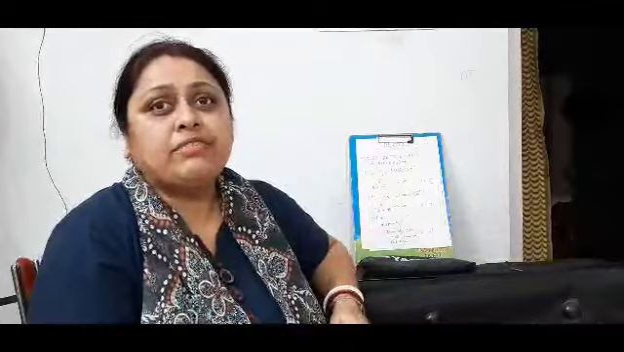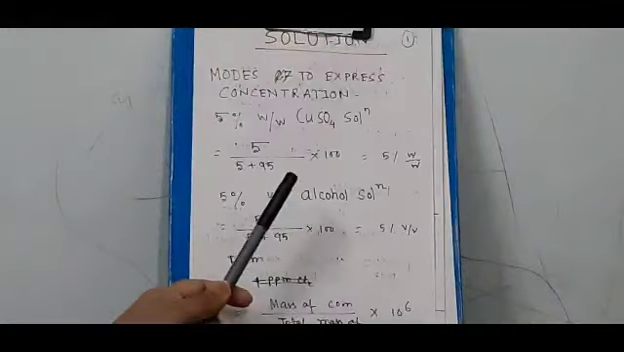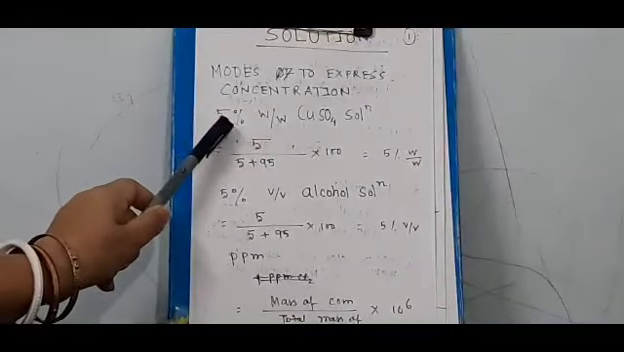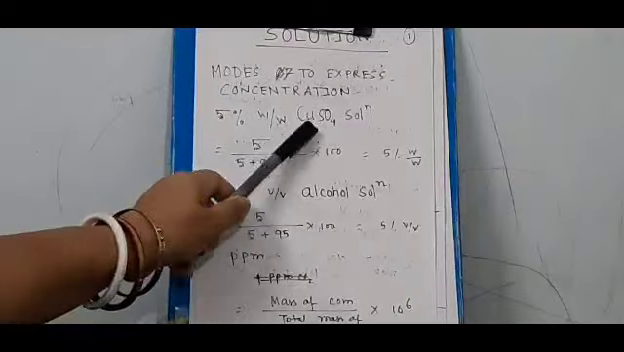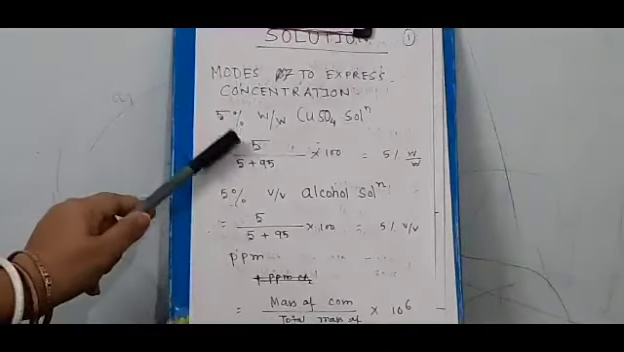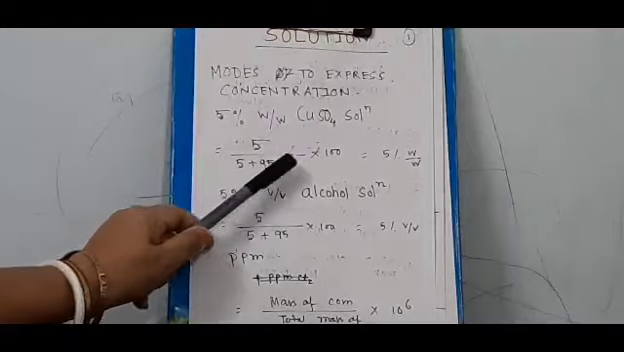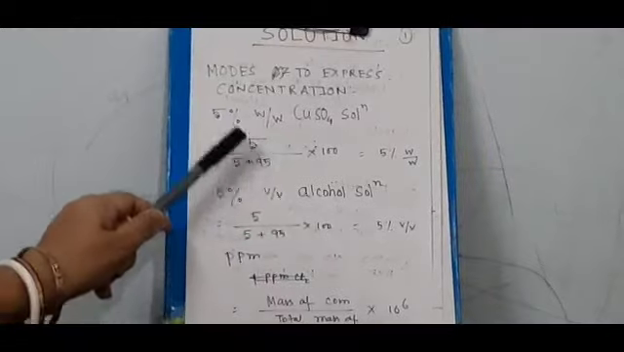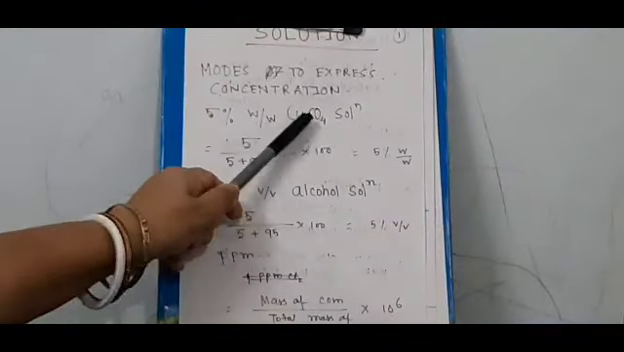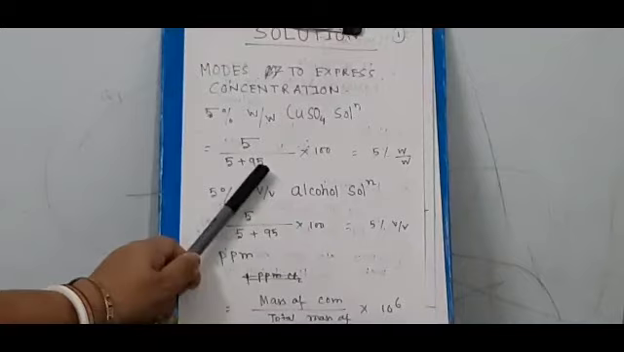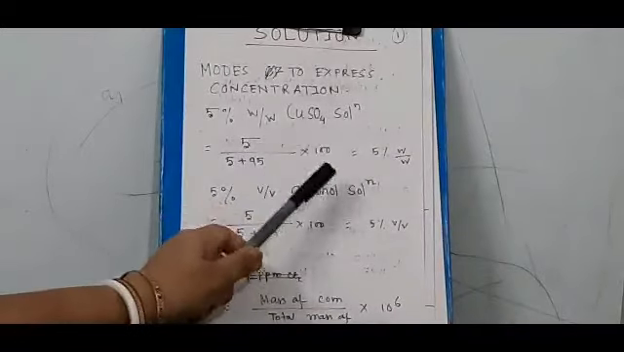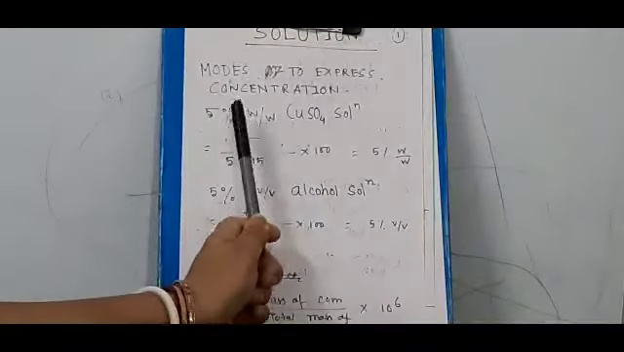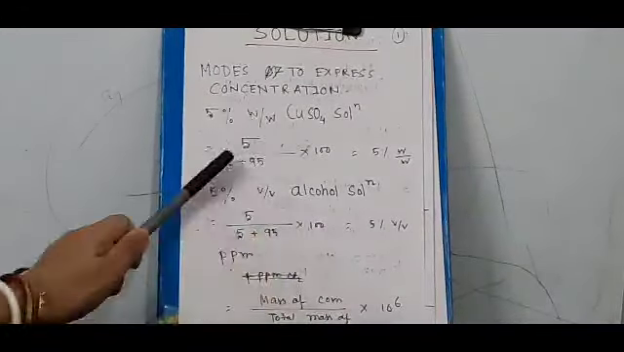Now we can see the first one is mass by mass. You can see I have written over here 5% W by W copper sulfate solution. That means 5 divided by 5 plus 95 into 100, 5% W by W. It means that we have taken 5 gram of copper sulfate and mixed it with 95 gram of water to produce a total of 100 gram of the solution. So we can say that 5% W by W means 5 gram of copper sulfate present in 95 gram of water.